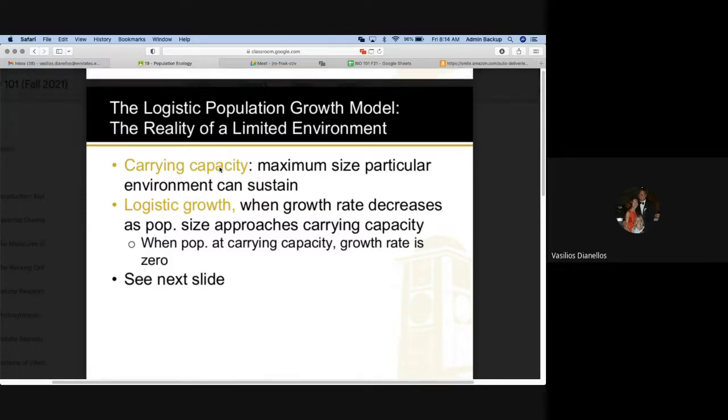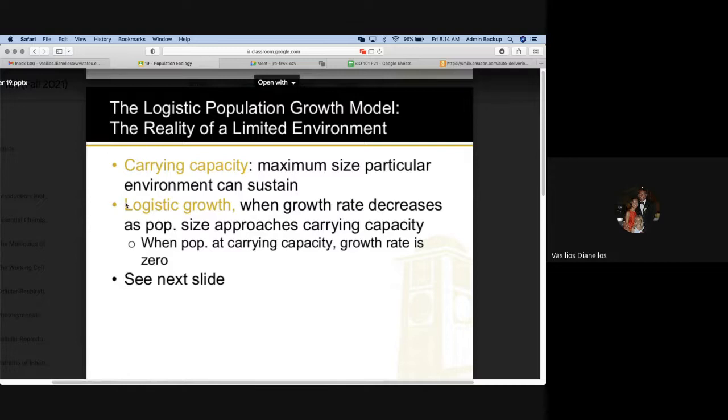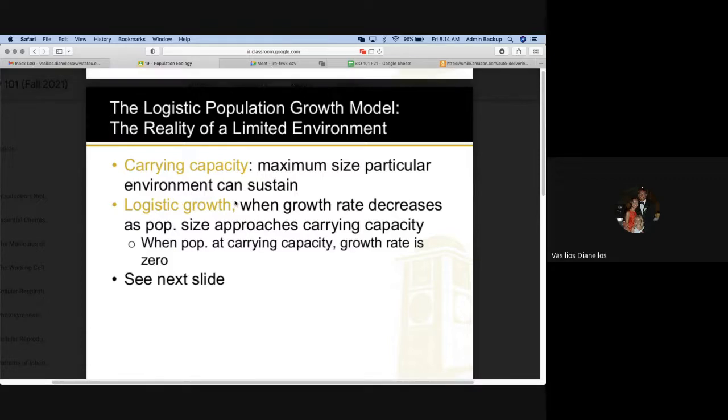The next term you need to understand is something called logistic growth. And that is what we're talking about. That's what we originally started talking about to begin with, right? The logistic growth model. Logistic growth is when the growth rate decreases as the population size approaches carrying capacity.